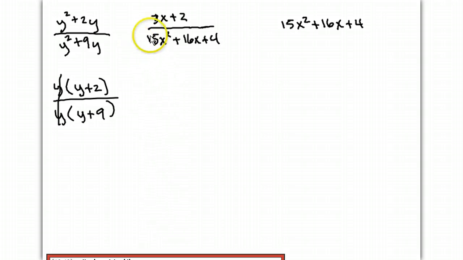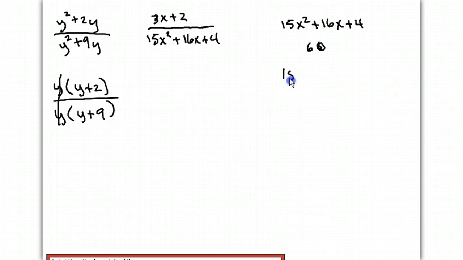On this next one, what you need to do is factor the denominator. It's in the form of an AC method, so I put it over here so that we can break it down. 15 times 4 will give us 60. And we need to find two numbers that multiply to give us 60 that add to give us 16. Well, that's 10 and 6.